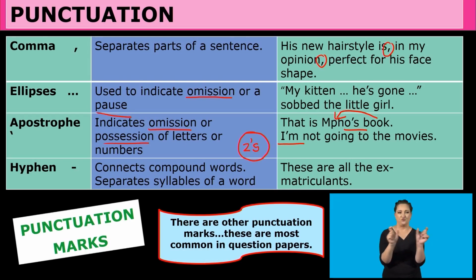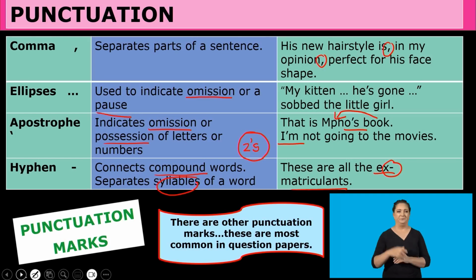Then the hyphen connects compound words, also to separate syllables. So look at the word ex-matriculant. Can you see we've taken two words that can stand on their own? Ex can stand on its own, matriculant can stand on its own. That is my ex, all right? I used to be married to him, no longer. But now, when we join it, ex-matriculant, we're forming a whole new word, and that is indicated by the hyphen.